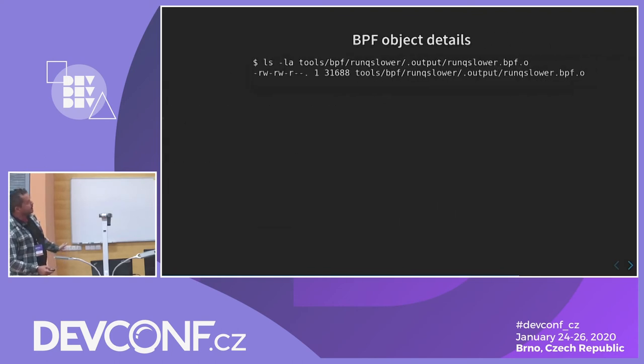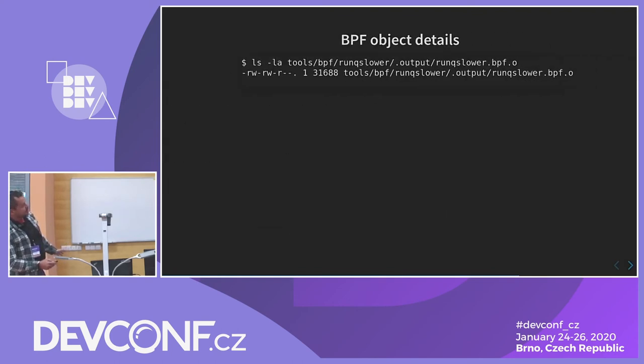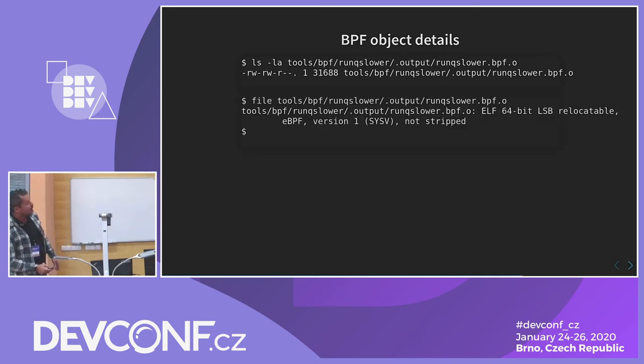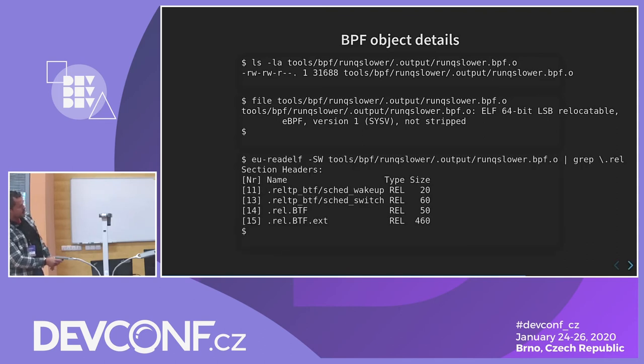And then the object details, it's this. The BPF bytecode is 31 kilobytes, and this includes the BTF information, the debug information for all the types that it's using, like task_struct is there. It's BPF bytecode, and you have the relocation information for the fields that you're using.